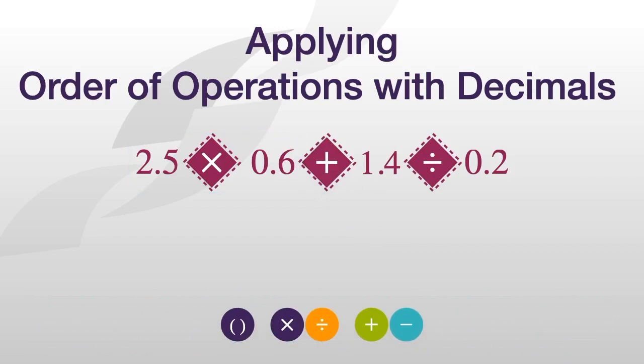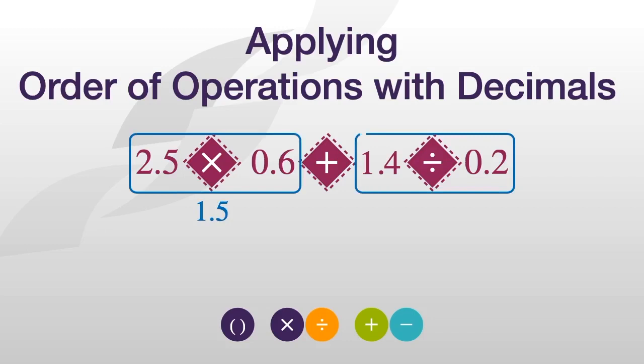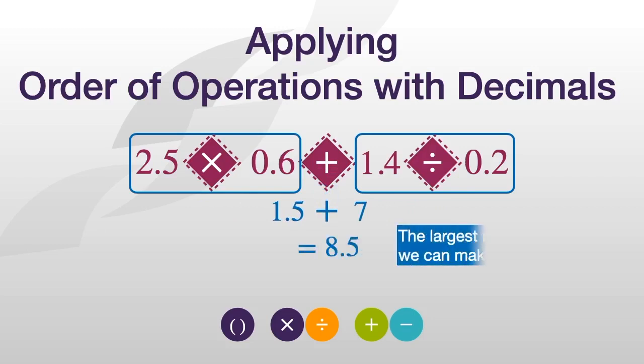Now we just need to apply the order of operations to determine the final answer. There are no brackets, so we need to multiply and divide first. Multiplying 2 and 5/10 by 6/10 gives us 1 and 5/10. Dividing 1 and 4/10 by 2/10 gives us 7. Finally, we add these together and get our answer, which is 8 and 5/10.